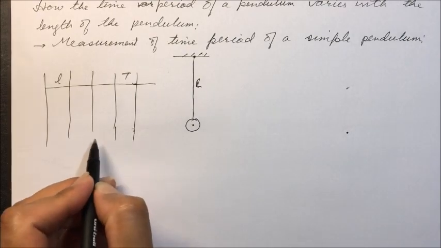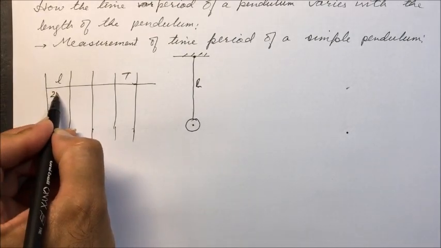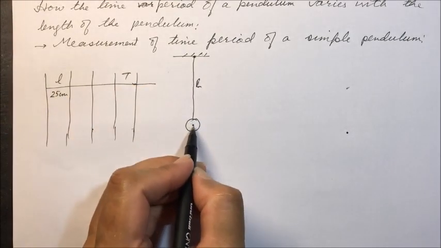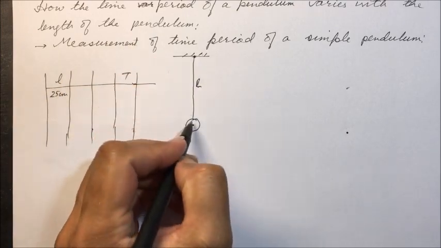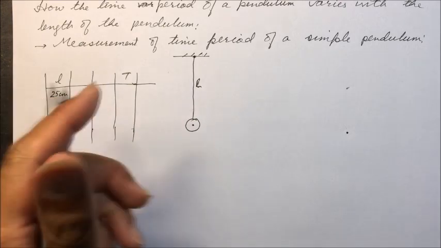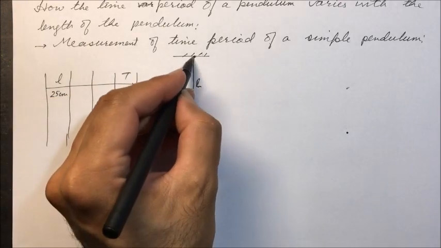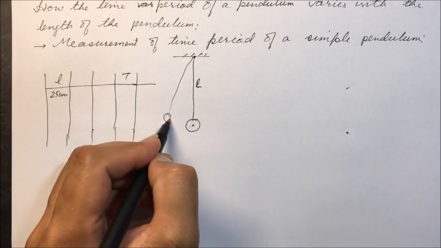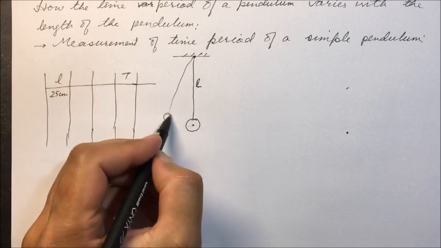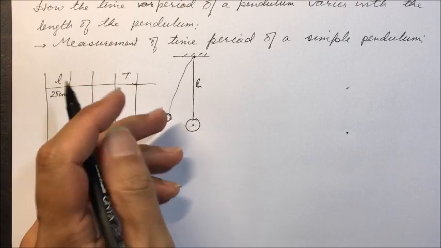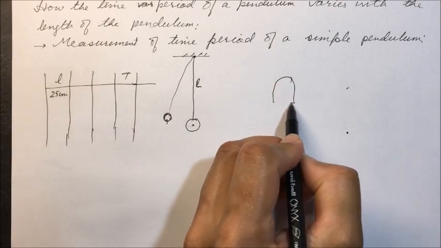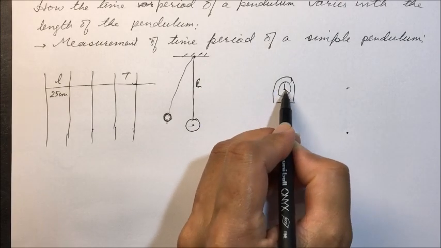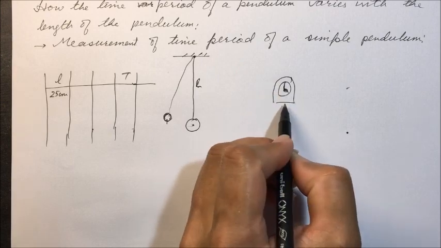For example, first we have taken 25 centimeter of length. With 25 centimeter of length we have suspended the bob. We take it to one extreme position, pull it back to here, and then release. The moment I release, I start the stopwatch.